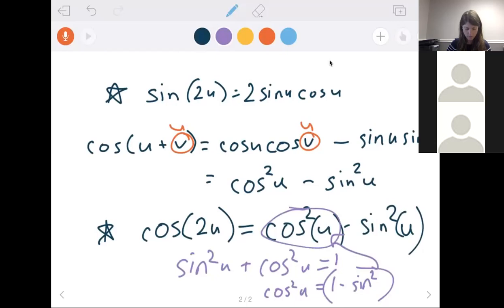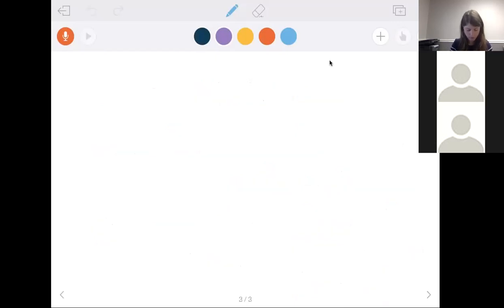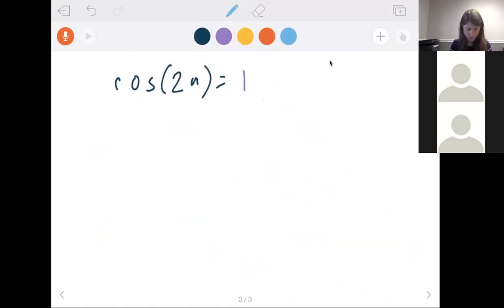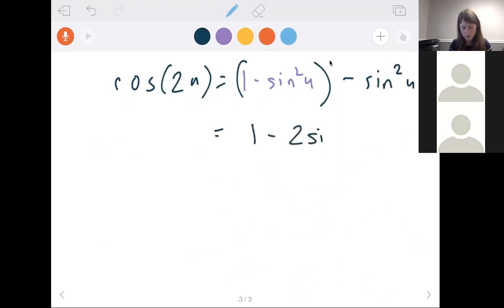So let's do that. We're going to put in that 1 minus sine squared u. That was the piece that I was substituting in for my cosine squared. And then I had another minus sine squared u. So in this case, we've got 1 minus 2 sine squared u.